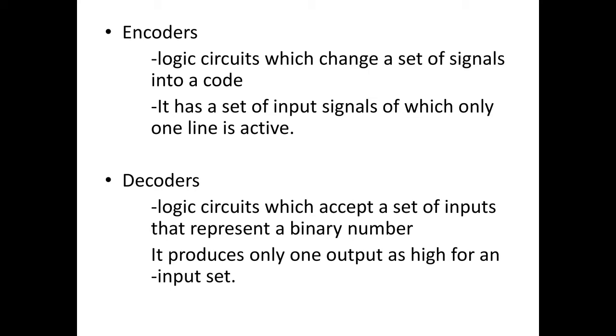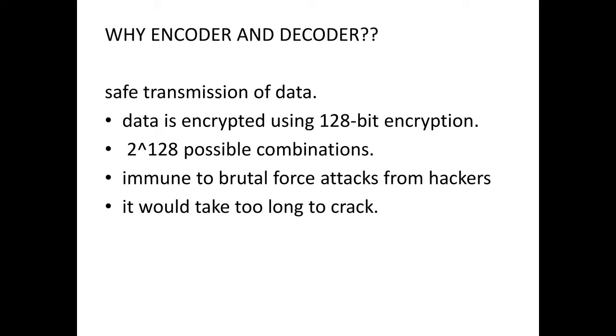That was a basic definition of what an encoder and decoder are. Nowadays, data is encrypted using 128-bit encryption, which means it has 2 to the power of 128 possible combinations. Do the math, it's a huge number which a hacker would find tough to crack. This is widely regarded as immune to brute force attacks from hackers simply because it would take too long to crack.